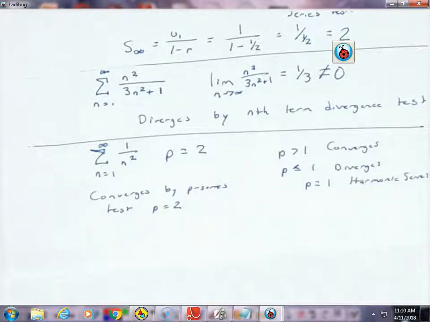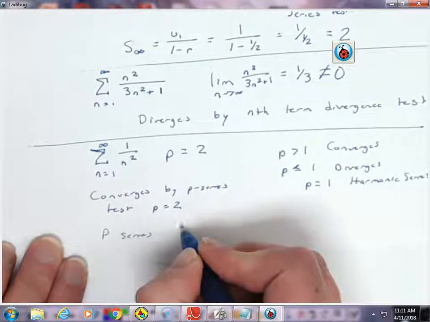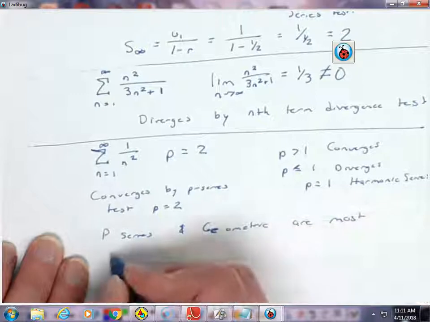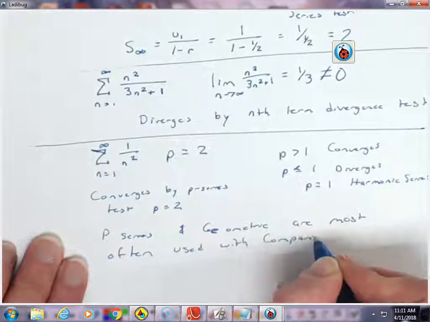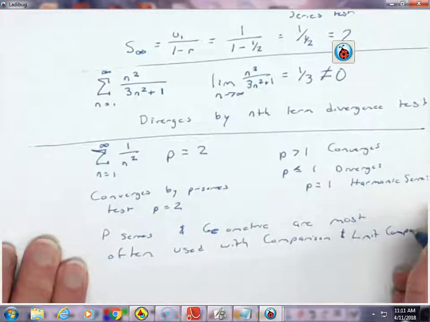Now really that's not difficult at all. Generally speaking, what we use the geometric and the P-series for are our comparison tests. These are very well-behaved functions. We know what they do. We understand their behavior very well. And we'll also compare other series to them, either using the comparison test or the limit comparison test. So very important to remember, P-series and geometric are most often used with the comparison, sometimes called direct comparison, and limit comparison tests. So they are a useful tool for that.